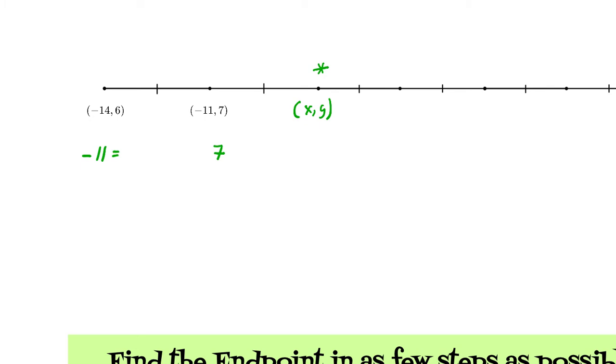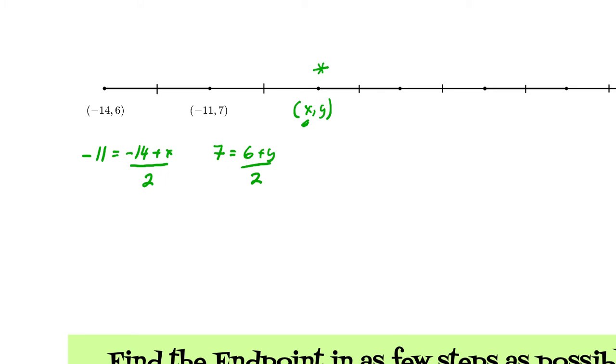I know that my x value is negative 14. I have no clue what this x value is. And the endpoint formula says I divide by 2. The same thing on the y side. So 6 plus y divided by 2. Once I come up with those values, I will have the endpoint.